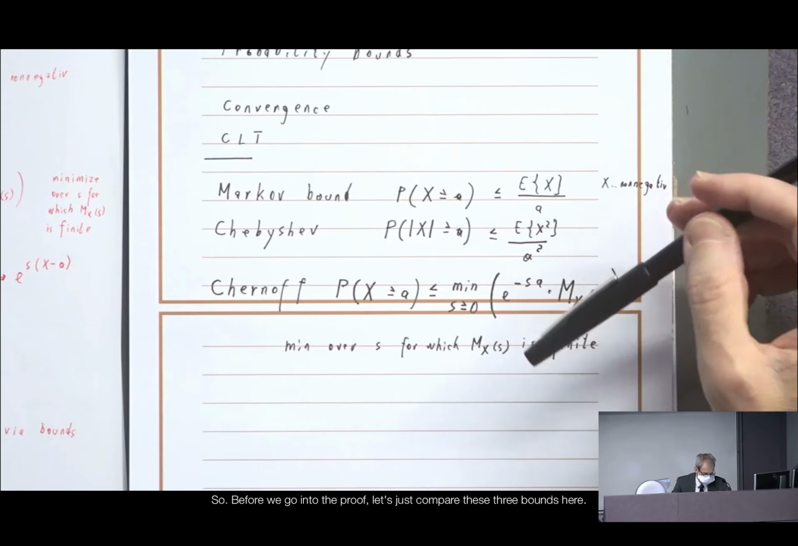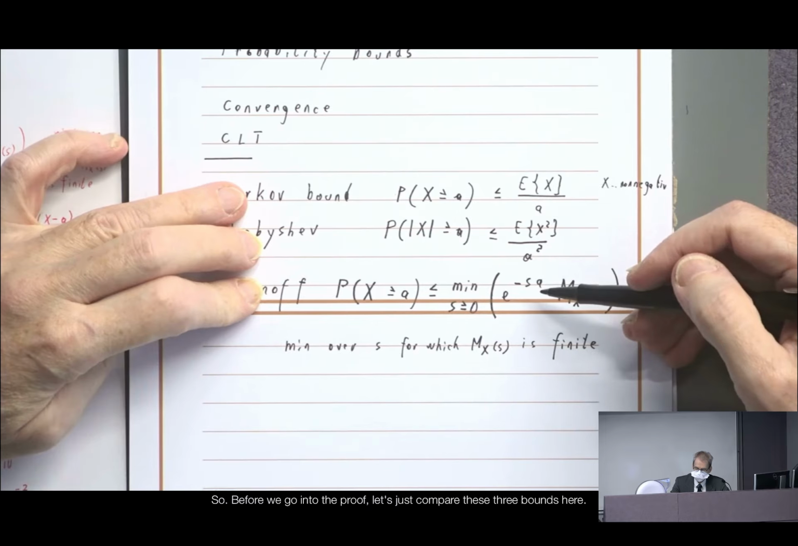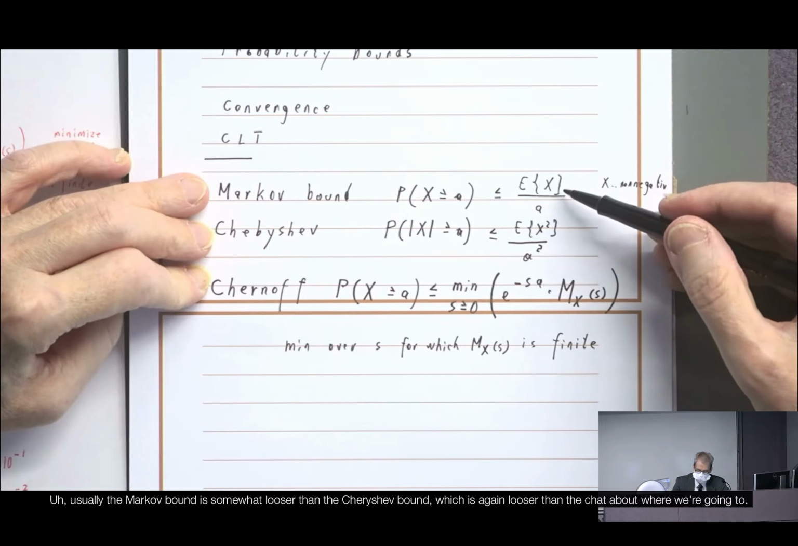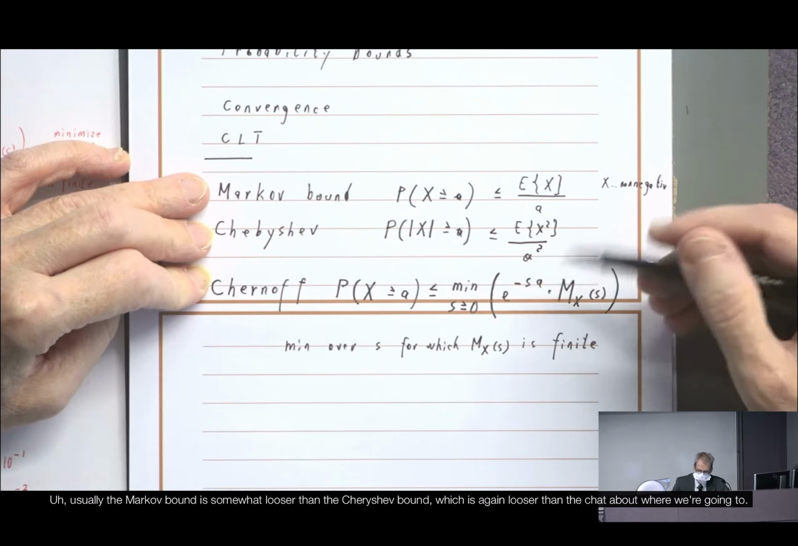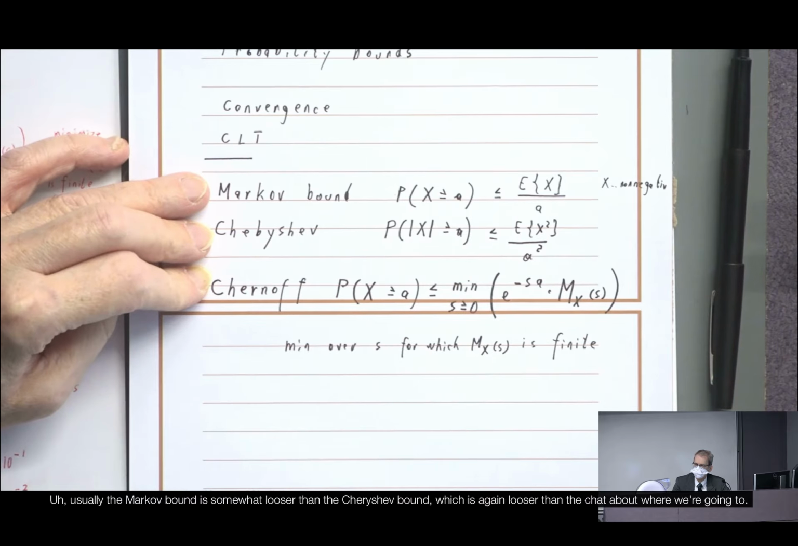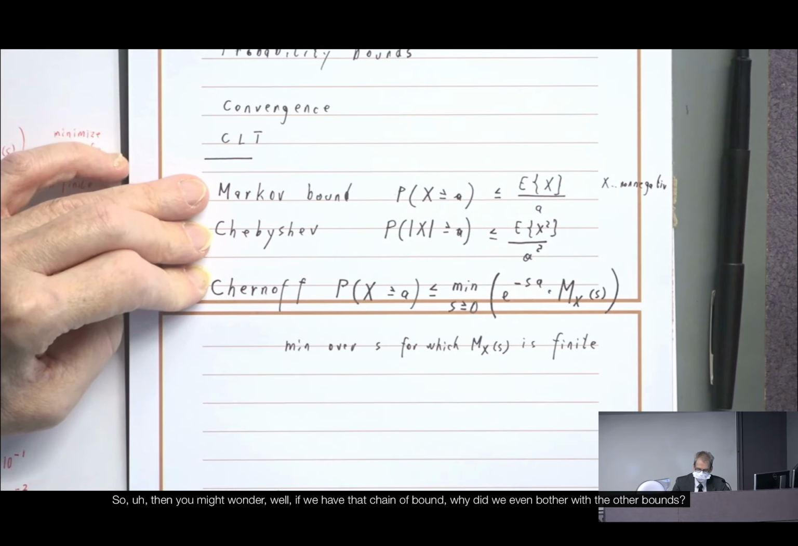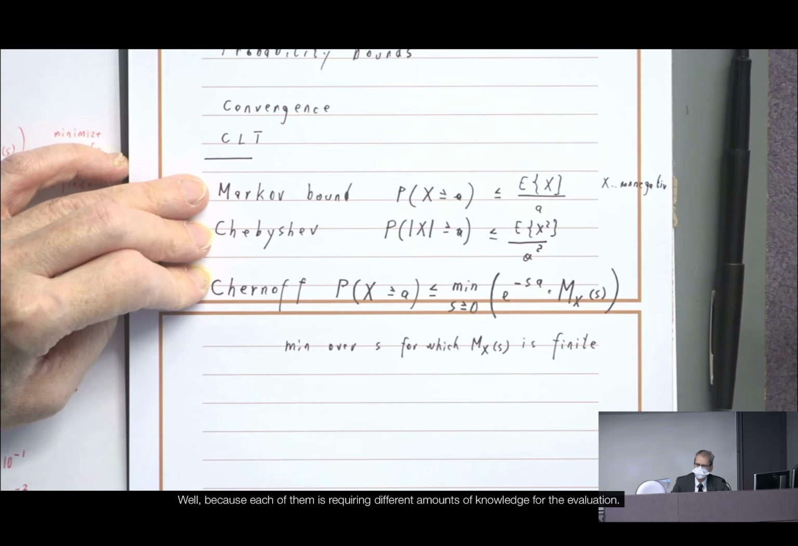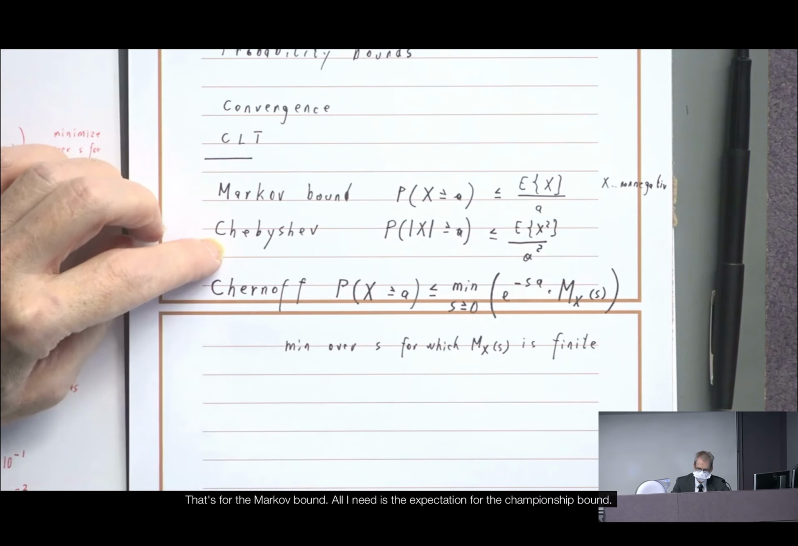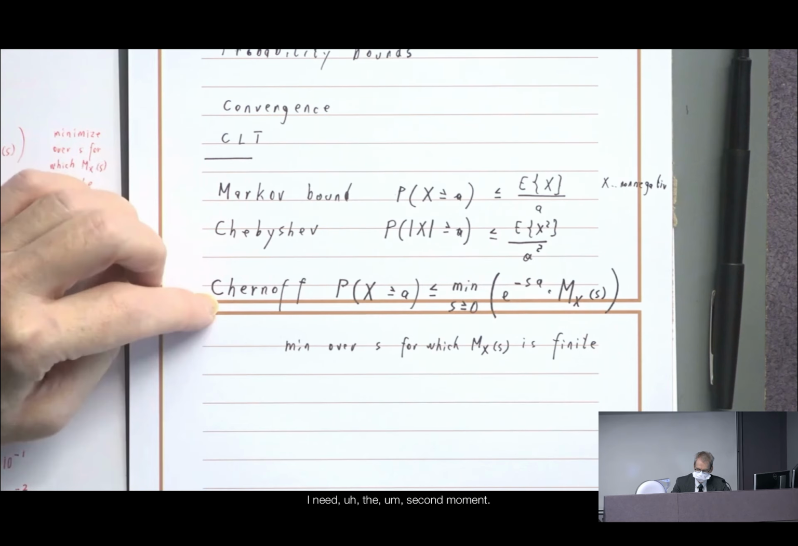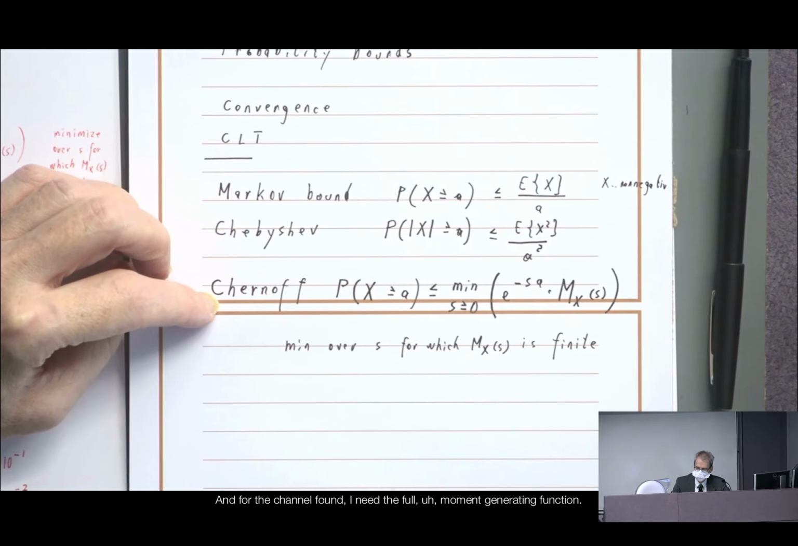So before we go into the proof, let's compare these three bounds. Usually, the Markov bound is somewhat looser than the Chebyshev bound, which is, again, looser than the Chernoff bound. I'm going to show you a little example of the numerical values later on. So you might wonder, if we have the Chernoff bound, why did we even bother with the other bounds? Because each of them requires different amounts of knowledge for the evaluation. For the Markov bound, all I need is the expectation. For the Chebyshev bound, I need the second moment, and for the Chernoff bound, I need the full moment-generating function.